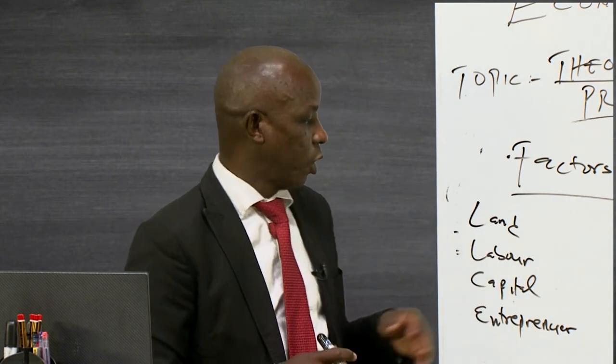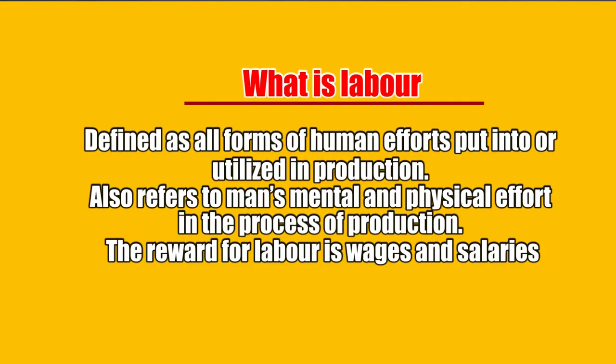Now we move to the next one, which is labor. What is labor as a factor of production? Labor is defined as all forms of human effort put into or utilized in production. And this human effort can be mental and physical effort. It can be what? Mental and physical effort. The reward for labor is wages and salaries. The reward for labor is what? Wages and salaries.